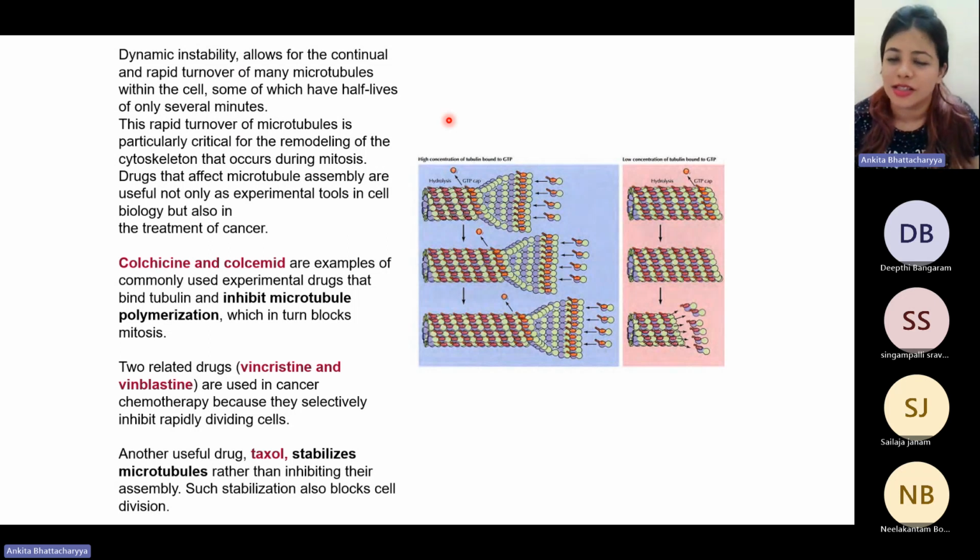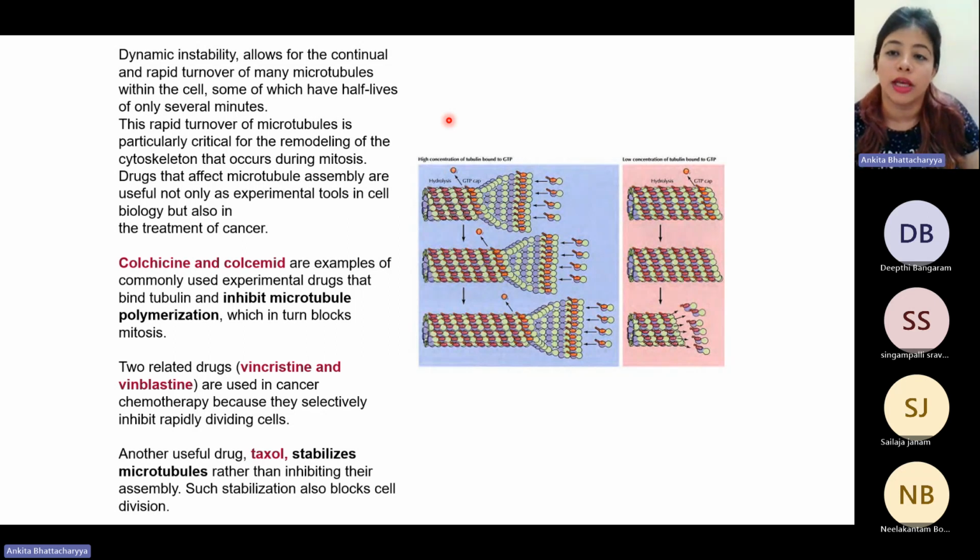I think I had mentioned this in the previous class as well. There are certain drugs which target this microtubule assembly, and they are not just used for cell biology understanding and experimental techniques, but also as cancer treatments. So you have colchicine and colcemid. They are examples of very commonly used experimental drugs. They bind to tubulin and they inhibit microtubule polymerization. That plus end addition would be stopped.